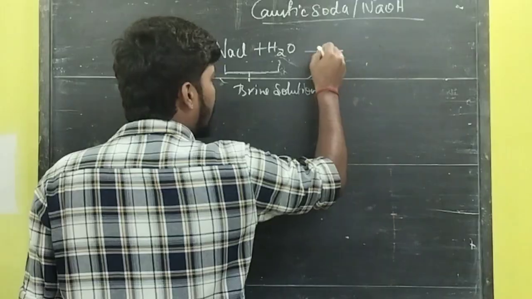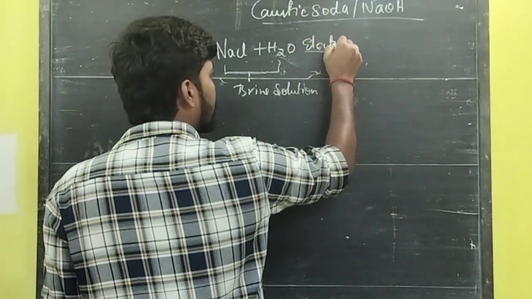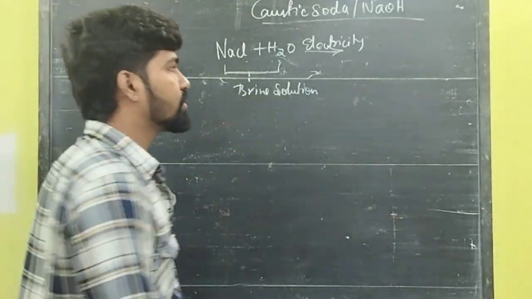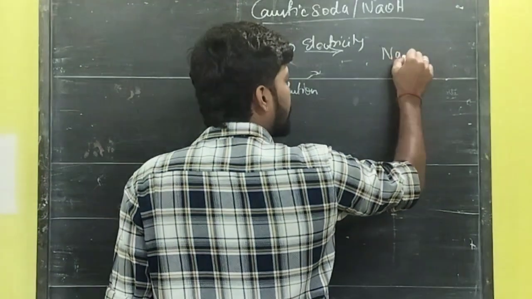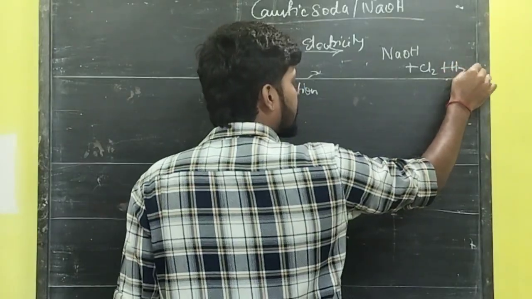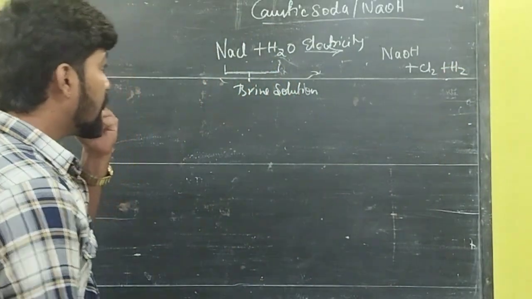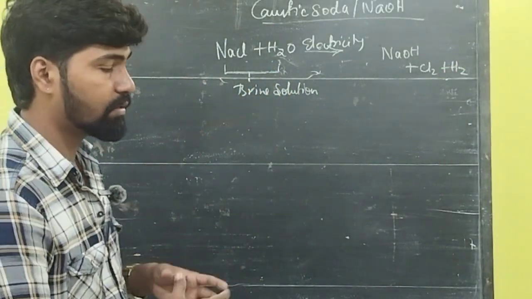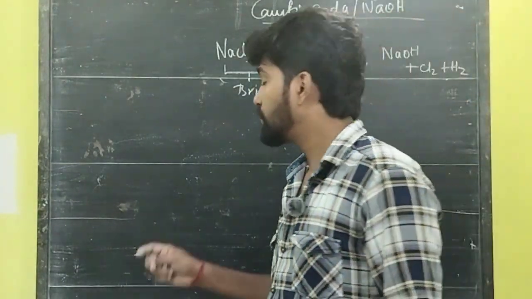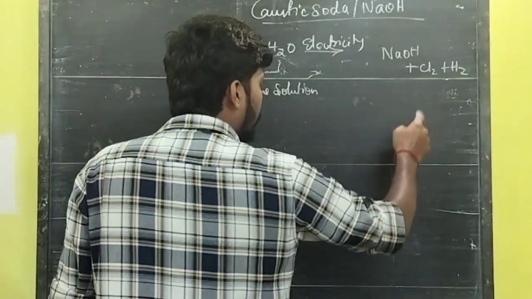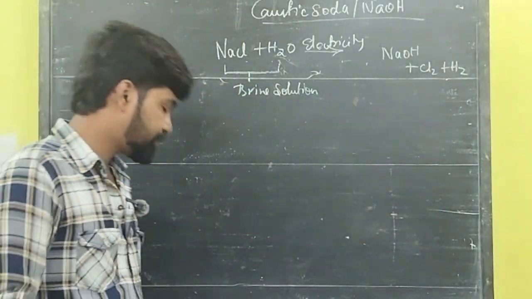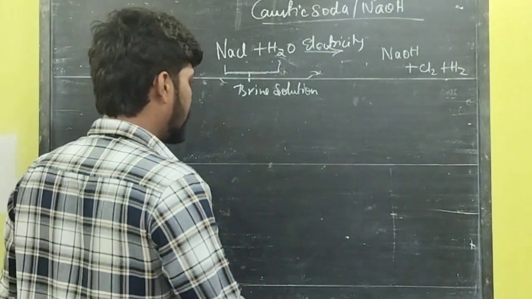Okay, which in return after passing electricity to it, it gets decomposed to give caustic soda plus chlorine gas plus hydrogen gas. So what is this? The NaCl and H2O makes an aqueous solution to which we are passing electricity, and later it decomposes to give something called NaOH and chlorine and hydrogen. NaOH, chlorine and hydrogen. Then here you have to remember.